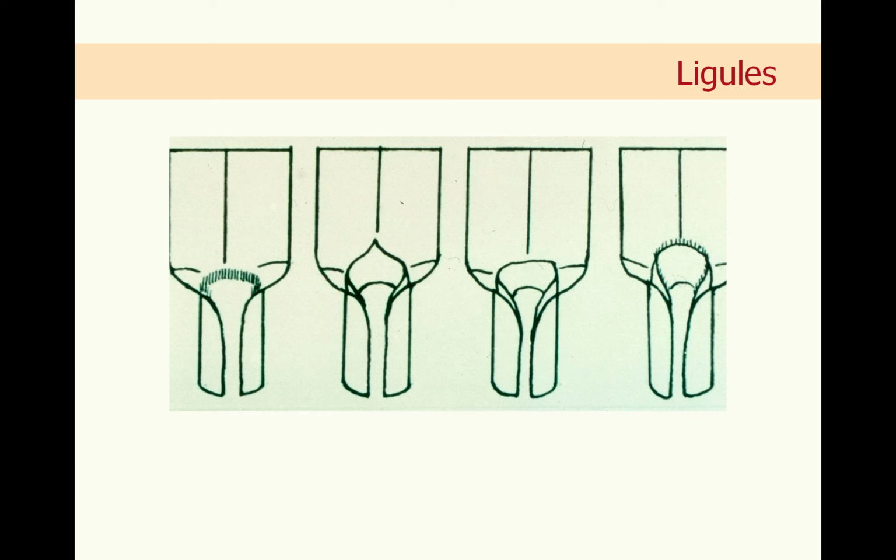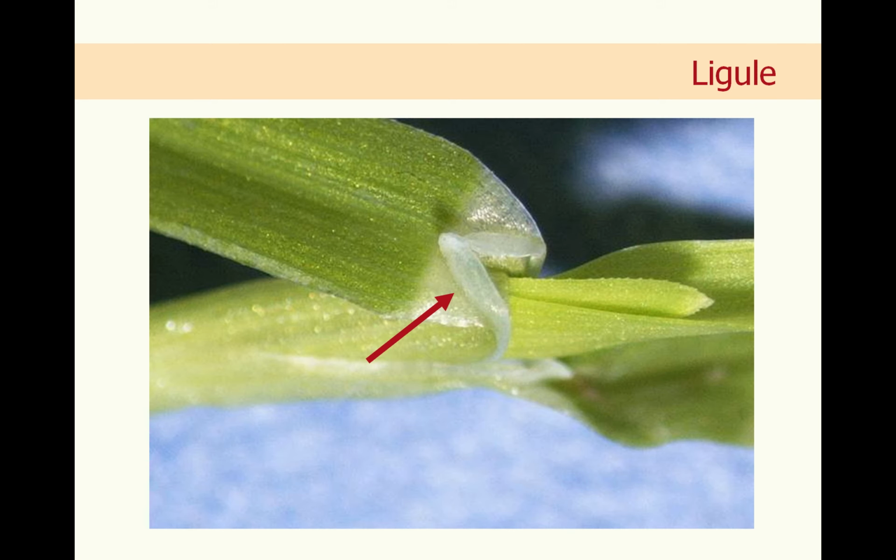There are several different types of ligules, as shown in this illustration. Typically, ligules are membranous, and species differ by the size and shape of their ligules. Some ligules, especially on warm season grassy weeds, are hairy. Here you can see the membranous ligule that's found on annual bluegrass.